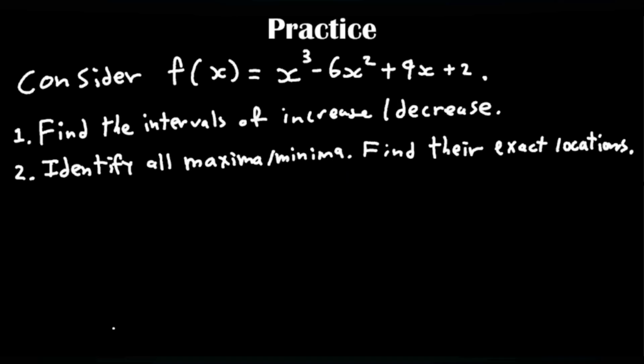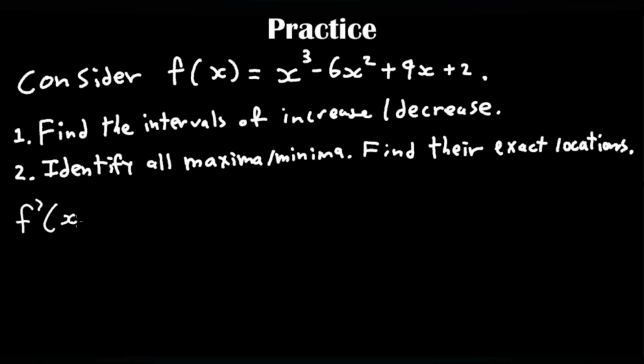All right, let's do some practice with what we've learned. So for this example, we have f of x equals x cubed minus 6x squared plus 9x plus 2. We want to find where the function is increasing and decreasing and find all the maxima slash minima of the function. So the first step is we need to take a derivative because that's going to tell us where the function is increasing and decreasing.